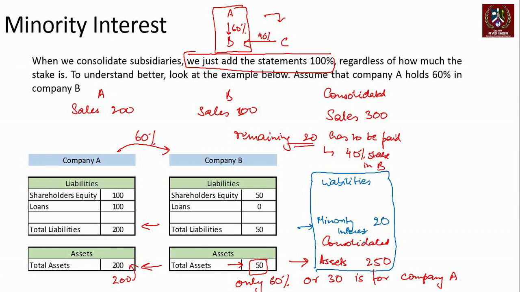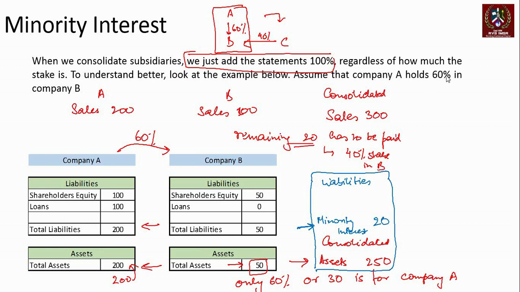That 20 will come here. So when you sell the assets for 250, this will tell you that this 20 has to go to someone else. It is not yours, it is someone else's, right? That's how minority interest gets adjusted in financial statements.